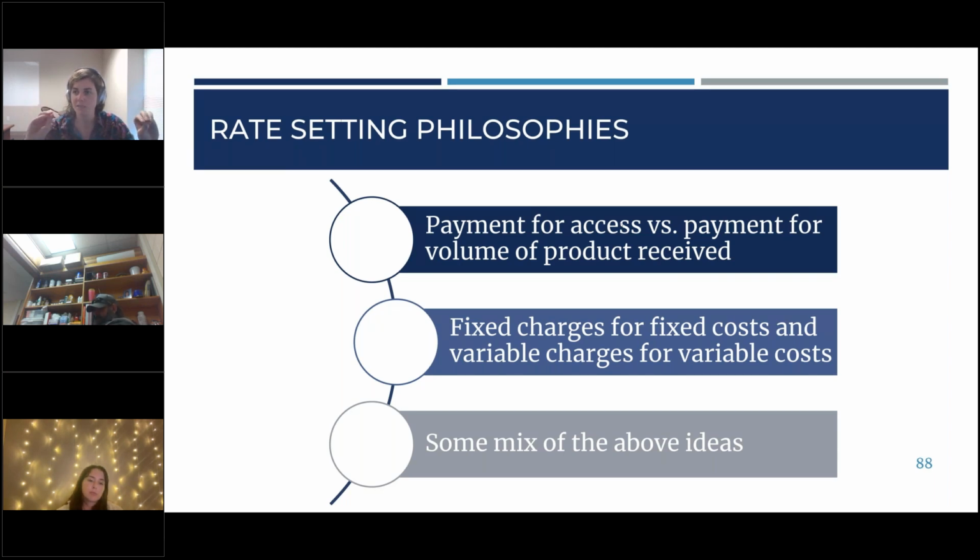What we often see is kind of a mix, right? So we'll have some sort of base charge, some sort of fixed charge for access, and then we'll also add on some sort of volumetric charge, some charge based on the amount of service that's provided. We also see sometimes that when folks are setting rates, they'll try to align the fixed charges, those base charges, for the fixed costs associated with running the system, and variable charges for the variable costs.